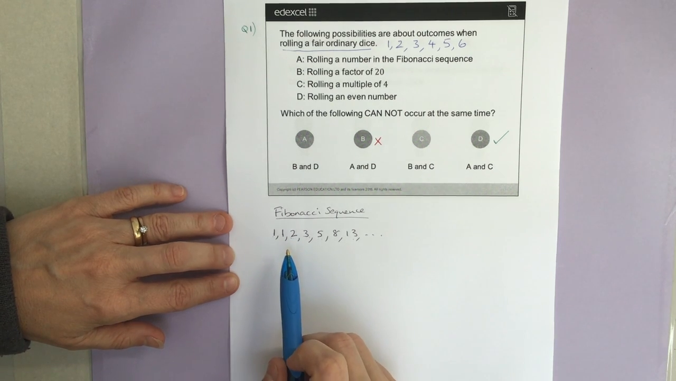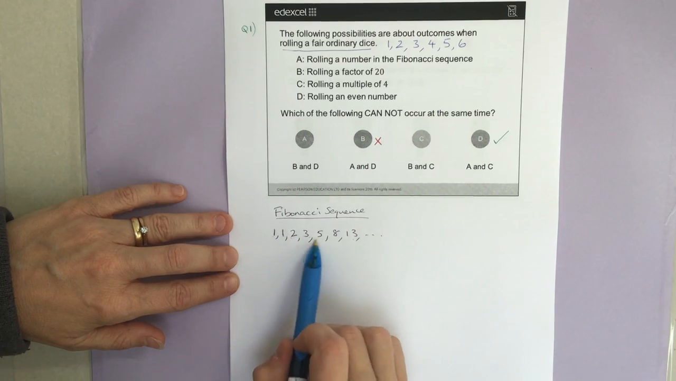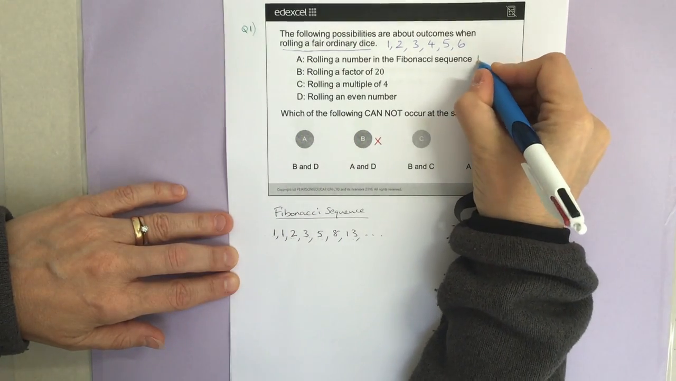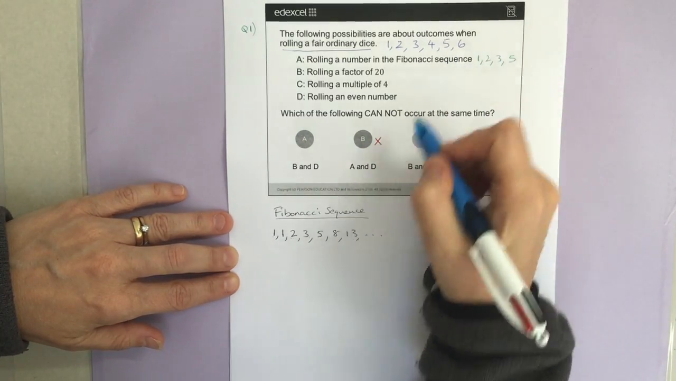So from a dice then, what could we have? Well, we could have 1, 2, 3, or 5. So from this Fibonacci sequence, what can we have? I'm going to put it back up in the question. We could have 1, 2, 3, 5. They're the only elements that appear on a dice.